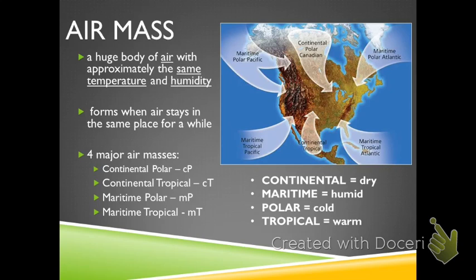Air masses that originate in the cold polar regions are designated with a capital P for polar. Air masses that originate in the warm tropical regions are designated with a capital T for tropical. Air masses that originate over land will be dry and are designated with a lowercase c for continental. Air masses that originate over water will be moist and are designated with a lowercase m for maritime. These letters are combined to indicate the type of air mass.